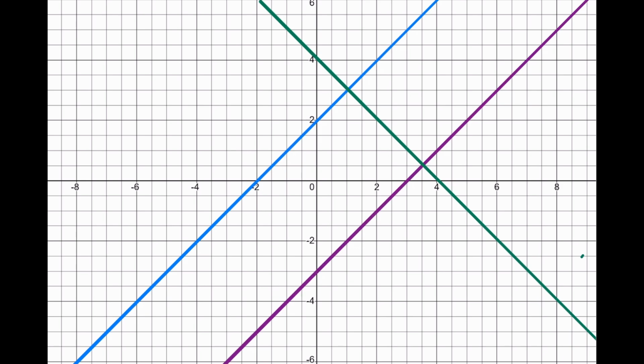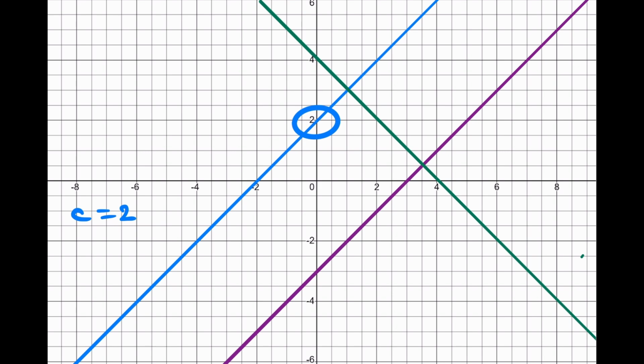Okay, we're going to introduce parallel lines and perpendicular lines. On this one, I'm going to start with the blue line. First, let's find the y-intercept. The y-intercept is 2.